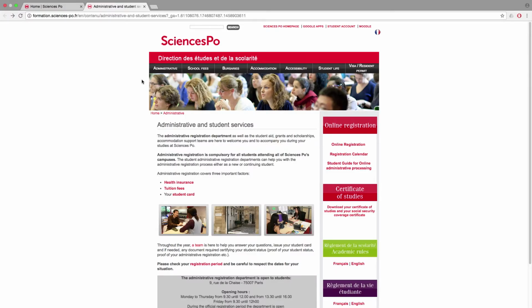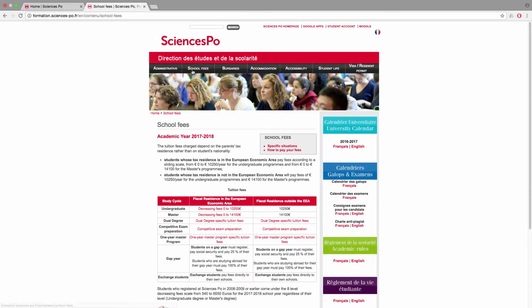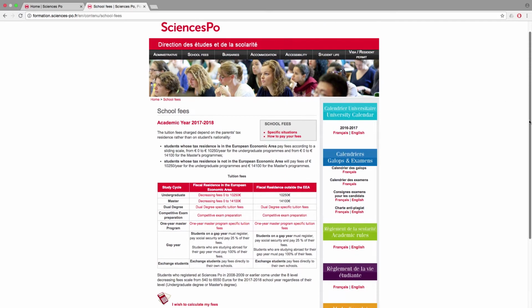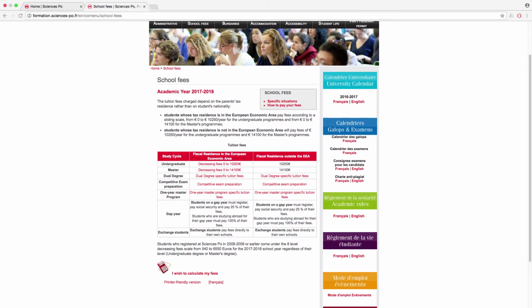Calculate your tuition fees according to Sciences Po's calculation rules. At Sciences Po, the amount of tuition fees is set according to your parents' tax residence. If your parents' tax residence is outside the European Economic Area, tuition fees will be set at the maximum amount of the bachelor or the master scale.